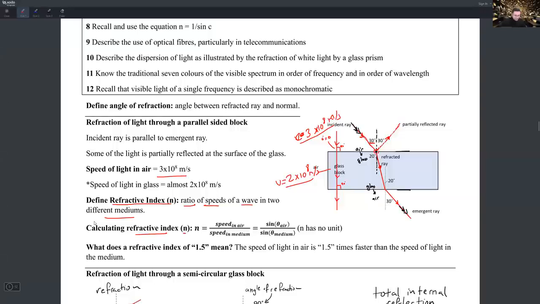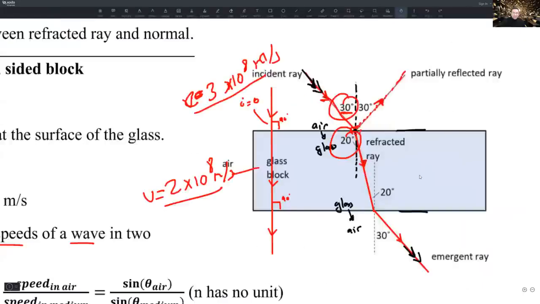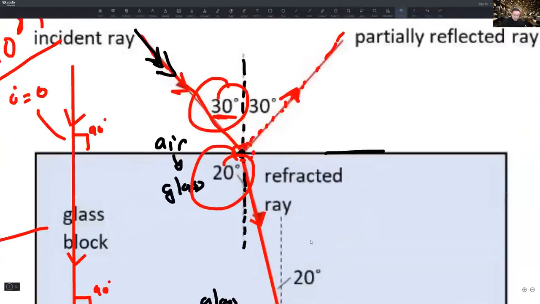Because we're going to use it to calculate later. So n is equal to the speed of light in air over the speed of light in the medium, in glass, in this example. It is also the same ratio as the angles of incidence and angle of refraction. This is called the angle of incidence. This is called the angle of refraction. The ratio between the sines of these two angles is called the refractive index, n.